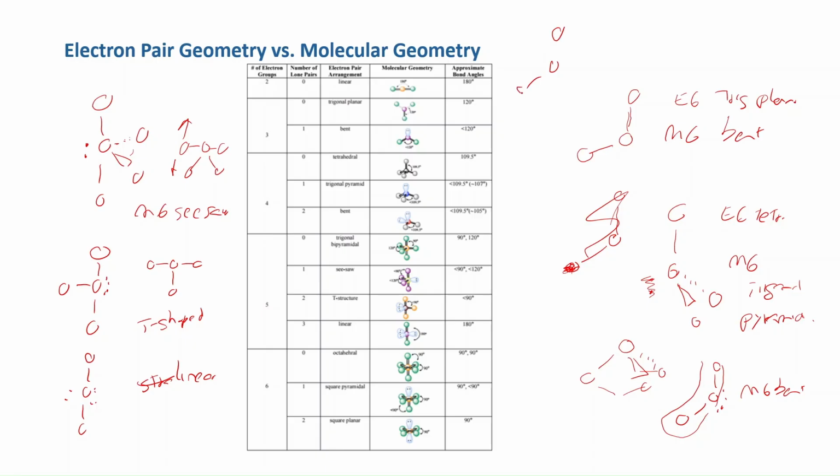Okay, so we have four, and now we're going to have a lone pair in here. What do we have in here? If you look at this one, it's a pyramid, but the base is a square. So that's called a square pyramid.